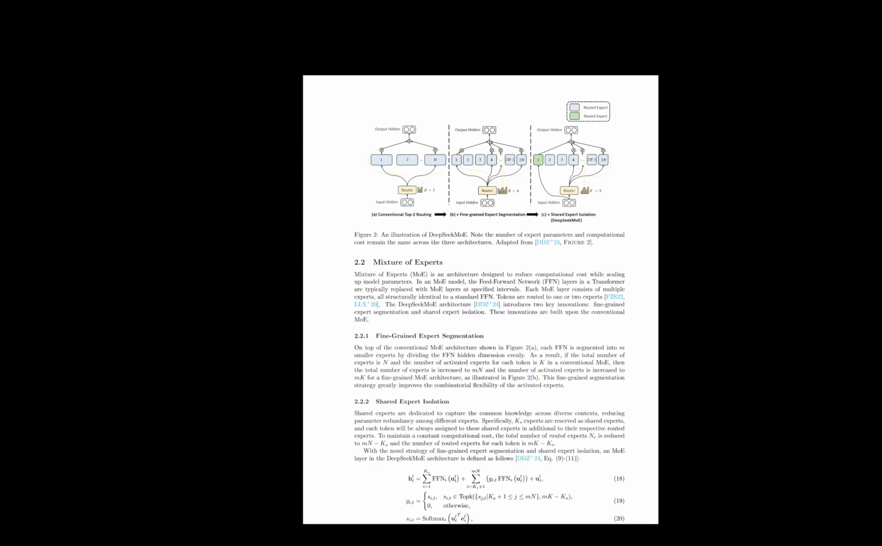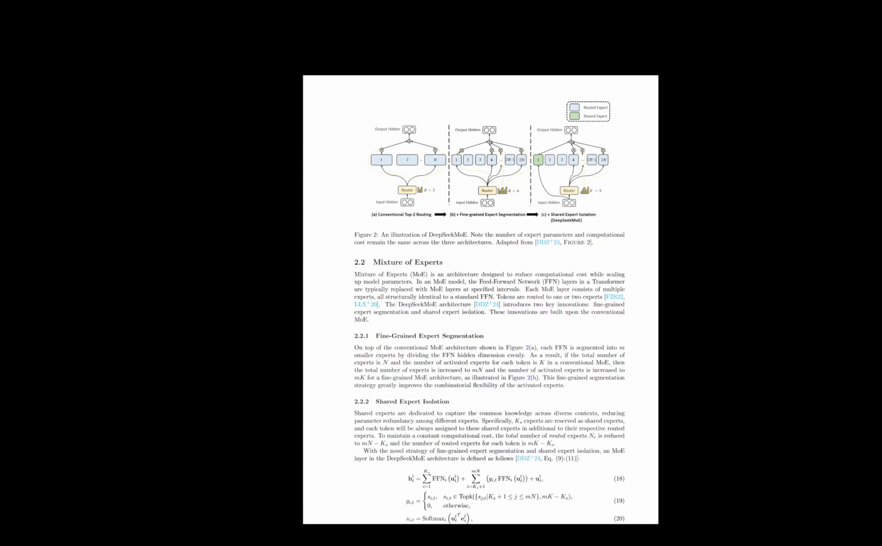2.2.2 Shared expert isolation. Shared experts are dedicated to capturing the common knowledge across diverse contexts, reducing parameter redundancy among different experts. Specifically, K_s experts are reserved as shared experts, and each token will always be assigned to these shared experts in addition to their respective routed experts. To maintain a constant computational cost, the total number of routed experts N_r is reduced to mN minus K_s, and the number of routed experts for each token is mK minus K_s.